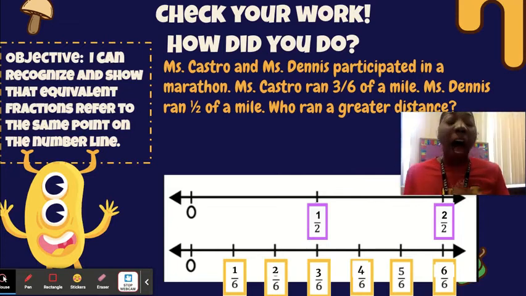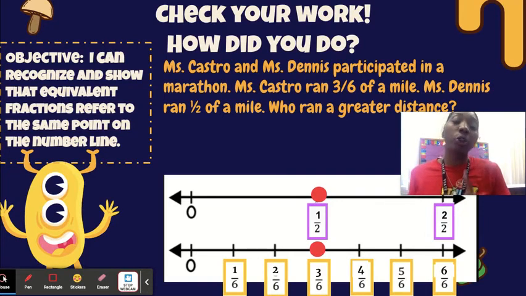So now I hope you went back and thought, well, Miss Dennis ran 1/2 of a mile. And I'm going to put a red dot on 1/2. And then Miss Castro ran 3/6 of a mile. So I'm going to put a little red dot on 3/6.